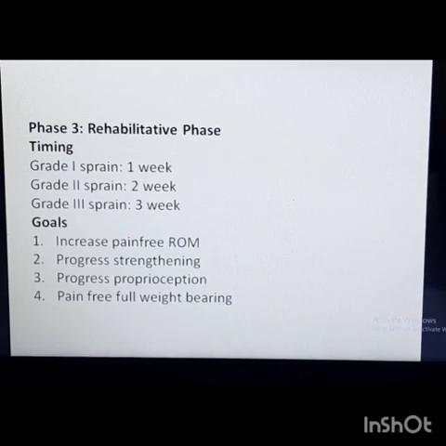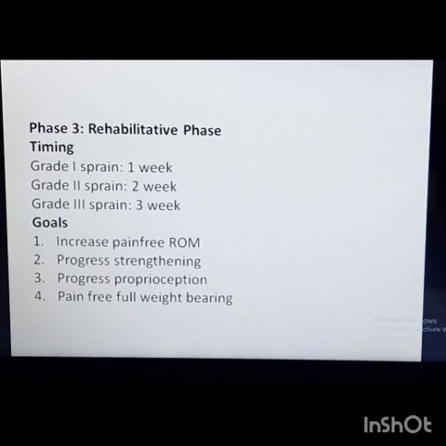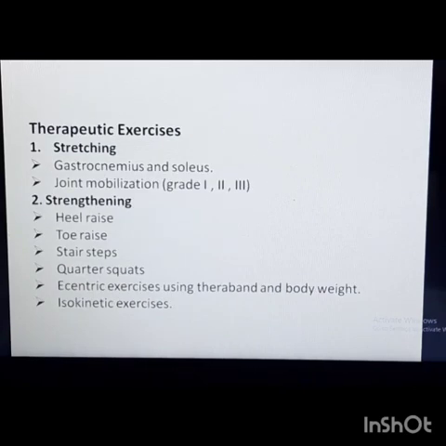Rehabilitative phase. Grade 1 takes around 1 week, grade 2 2 weeks, grade 3 3 weeks. Goals: increase pain-free range of motion, progress strengthening, progress proprioception, and pain-free weight bearing exercises. We need to now progress from the basic to the more complicated strengthening and proprioception so that an early return to play is possible. Therapeutic exercises are gastrocnemius soleus stretching and joint mobilization.